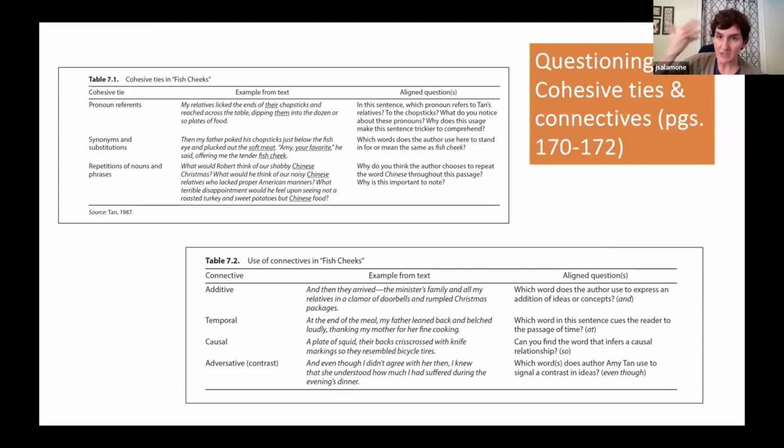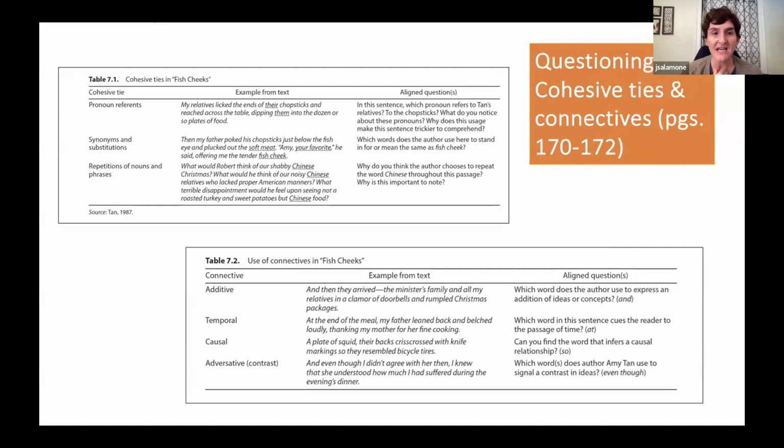So students are explicitly taught, okay, what is a pronoun referent? What are synonyms and substitutions? How does that function in the text? Same with connectives, going through the different types. So there's a lot of explicit instruction that leads up to that. I wouldn't just plop them down and give them questions. But once that instruction is in place and students know what these terms are, really thinking about how we can develop questions that tap into this knowledge.